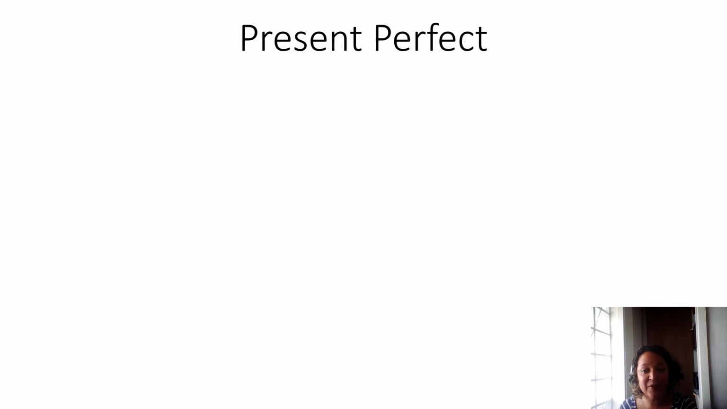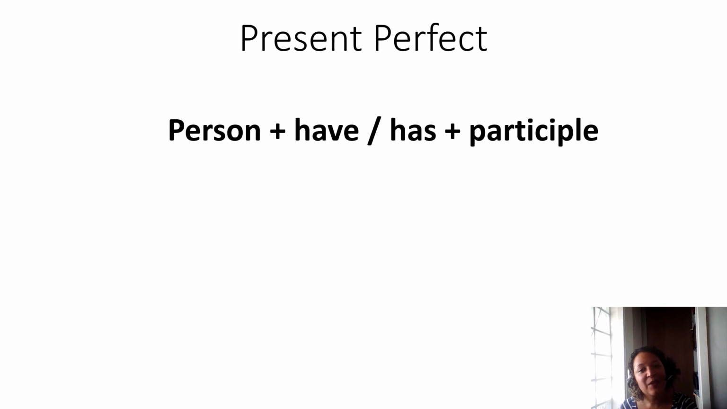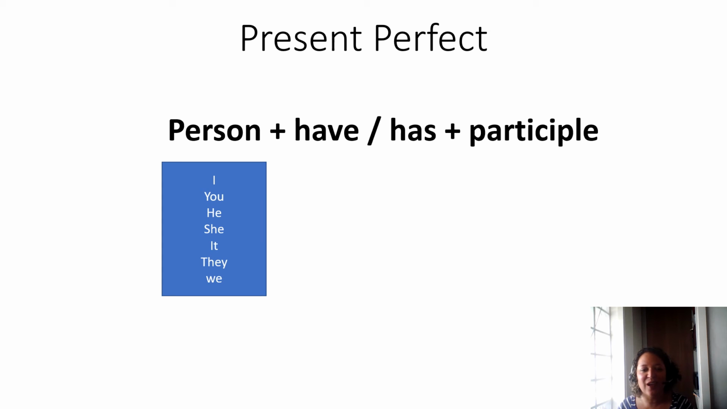Well, to sum up, here's how the present perfect works. We need a person plus have or has plus the participle. The participle is that third column when you have the verb tenses, usually at the back of the book. That's the participle. That's when you use it for the present perfect. And when I say person, I mean these ones: I, you, he, she, it, they, we. And for he, she, it, instead of using have, we use has. For the others, we use have.